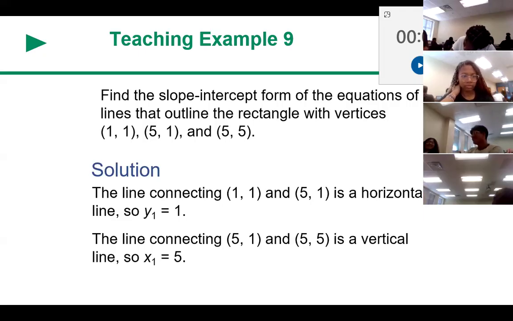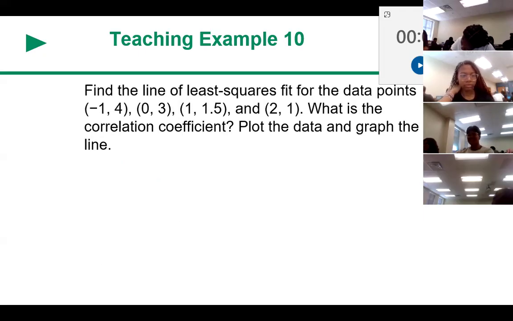Parallel. Okay. All right. Now we're going to talk about how to do all of this using technology. So how do you figure out a correlation coefficient, how to figure out all of this? The last piece is using technology.